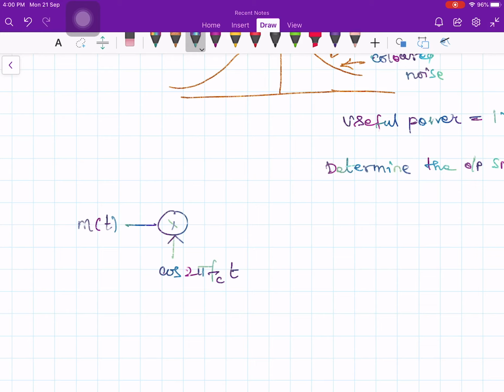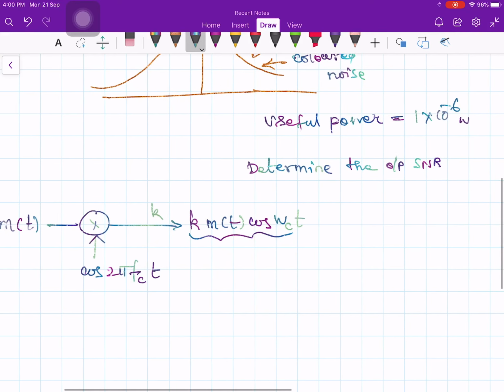This cos of 2 pi fct times m of t will get attenuated by some scaling factor. Let's say the scaling factor is k, therefore you are receiving k times m of t cos of omega ct. Now what will be the demodulator input? It will be k times m of t cos omega ct. This is given to the demodulator.